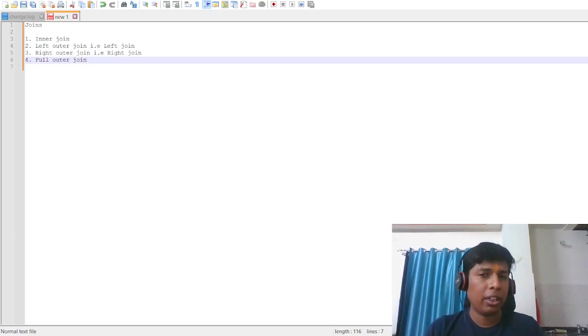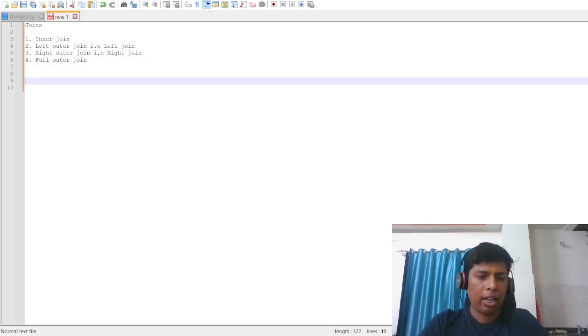Now these are the four types of join. The question that comes in the interview is how these types of joins function. Means they might give you some tables and ask you what would be the output if we use any one type of these joins. So now I will help you with that.